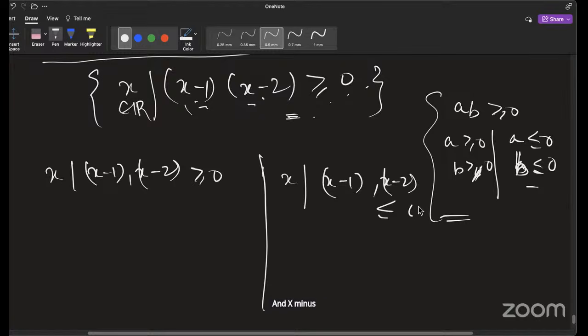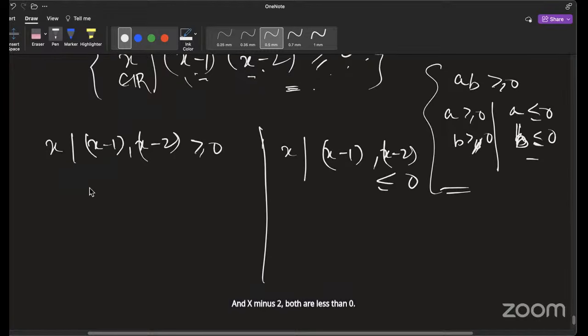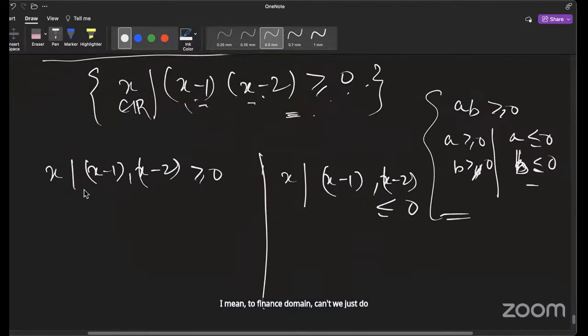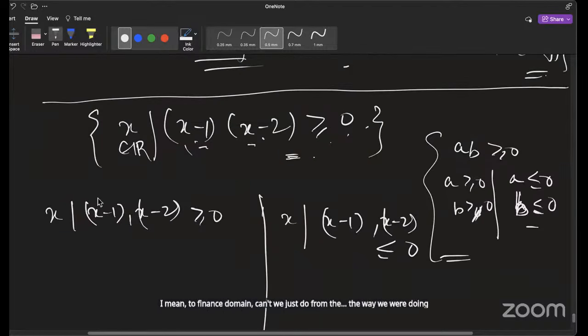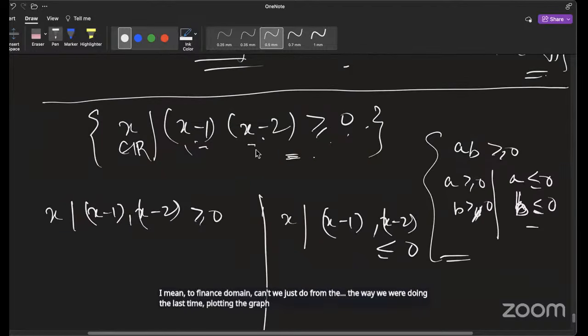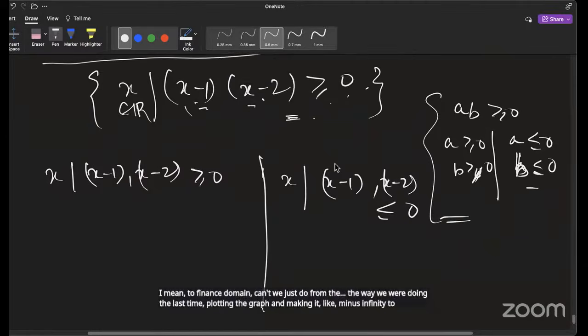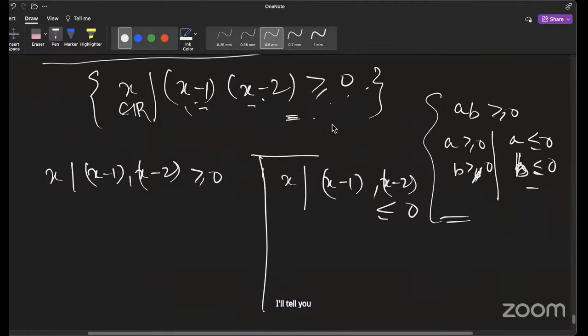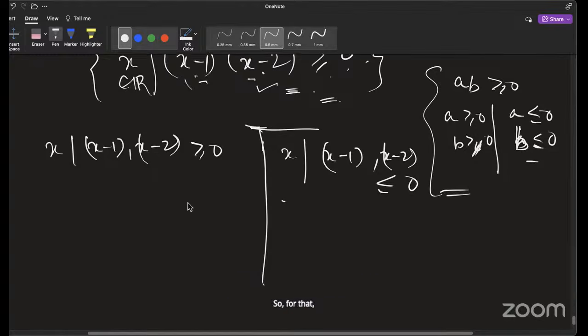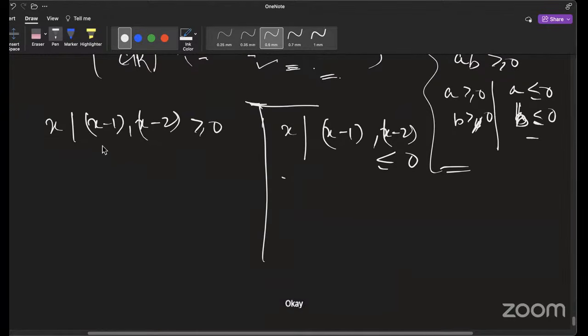Ma'am, to find its domain, can't we just do it the way we were doing last time, plotting the graph and making it like minus infinity to 1? Yeah, we can do that. I'll tell you why I'm doing it this way. For quadratic, you can do it this way, but after this, we'll do even more complicated ones. So for that, first I'm discussing the easier one this way. Okay. Yeah.